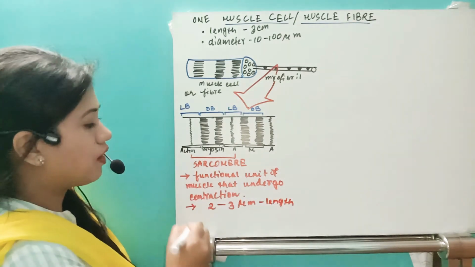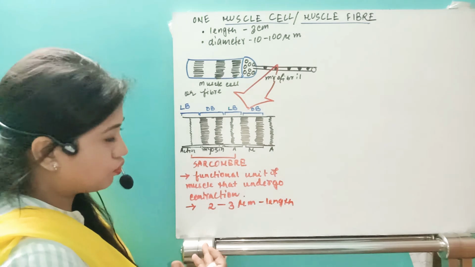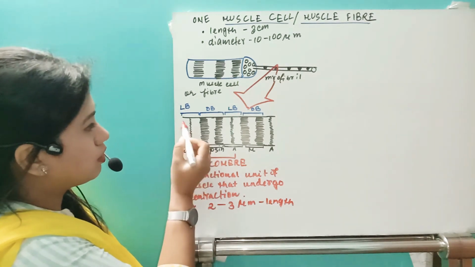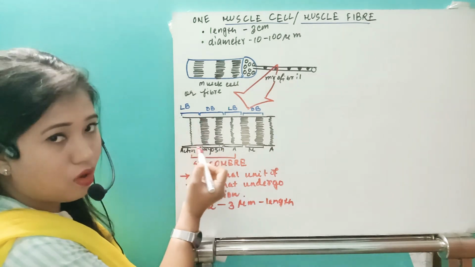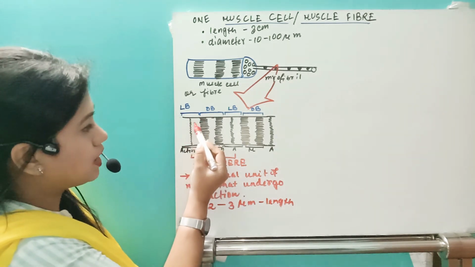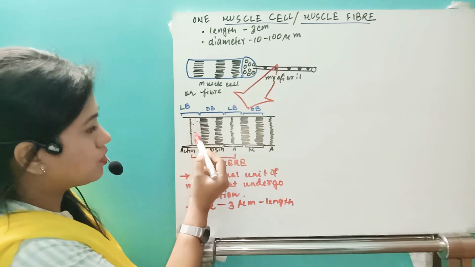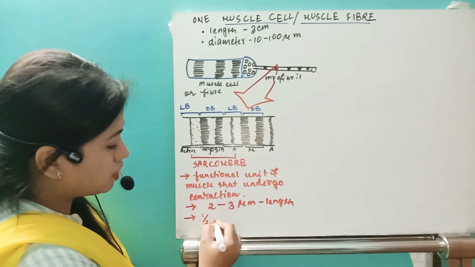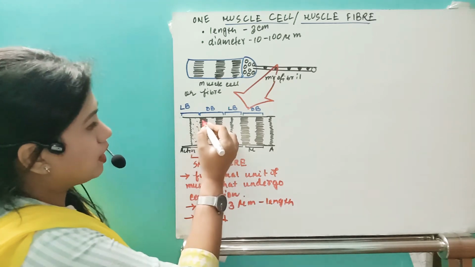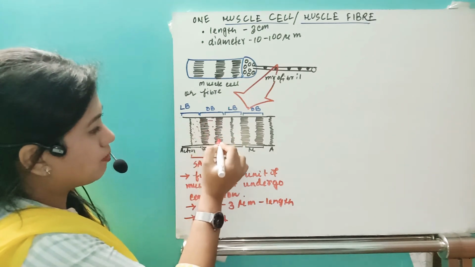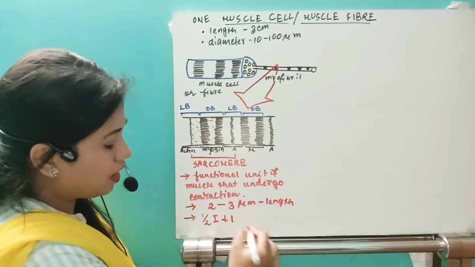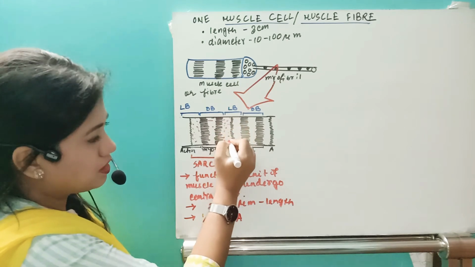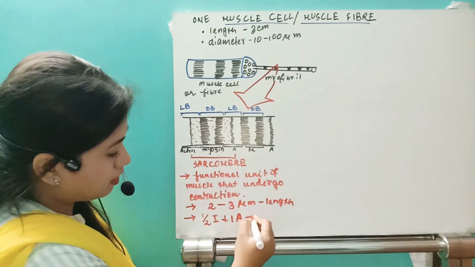Okay, next, one thing we also need to know: this sarcomere includes, from here, the I band or the light band, right? So we have taken half of the I band, so this is half of the I band. Then this is one complete A band, one A band. And from this part, again half of the I band.